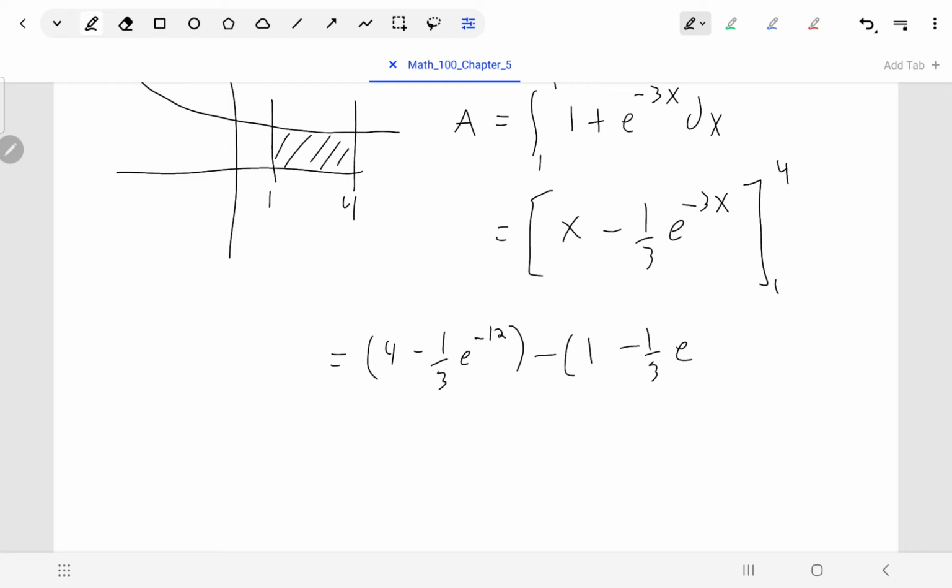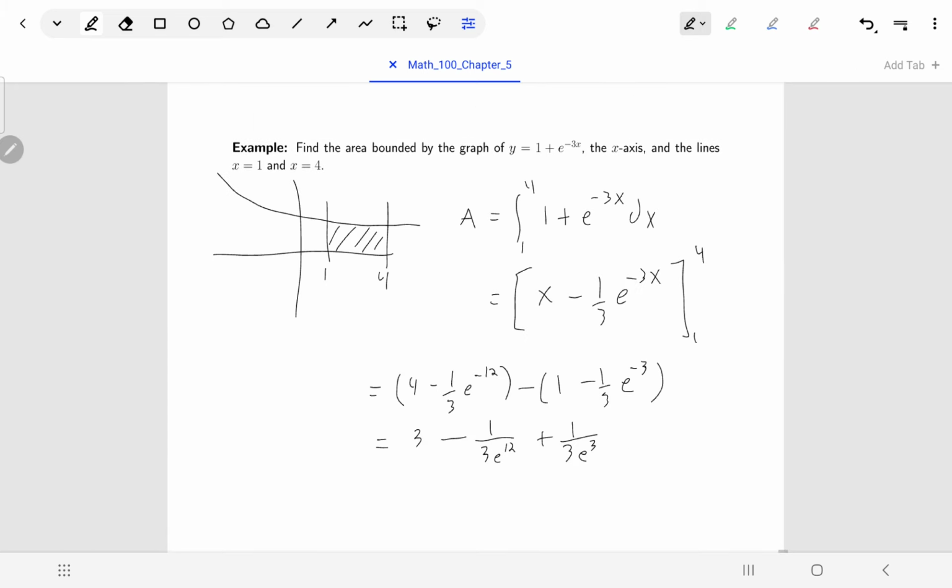And then there's not really much else that I really want to do to clean up after that. I could combine the 4 and the 1. 4 minus 1 is 3. I have minus 1/3 e to the negative 12, or 1 over 3 e to the 12. And then I've got a minus negative, or a plus 1/3 e to the minus 3, or a plus 1 over 3 e to the 3.